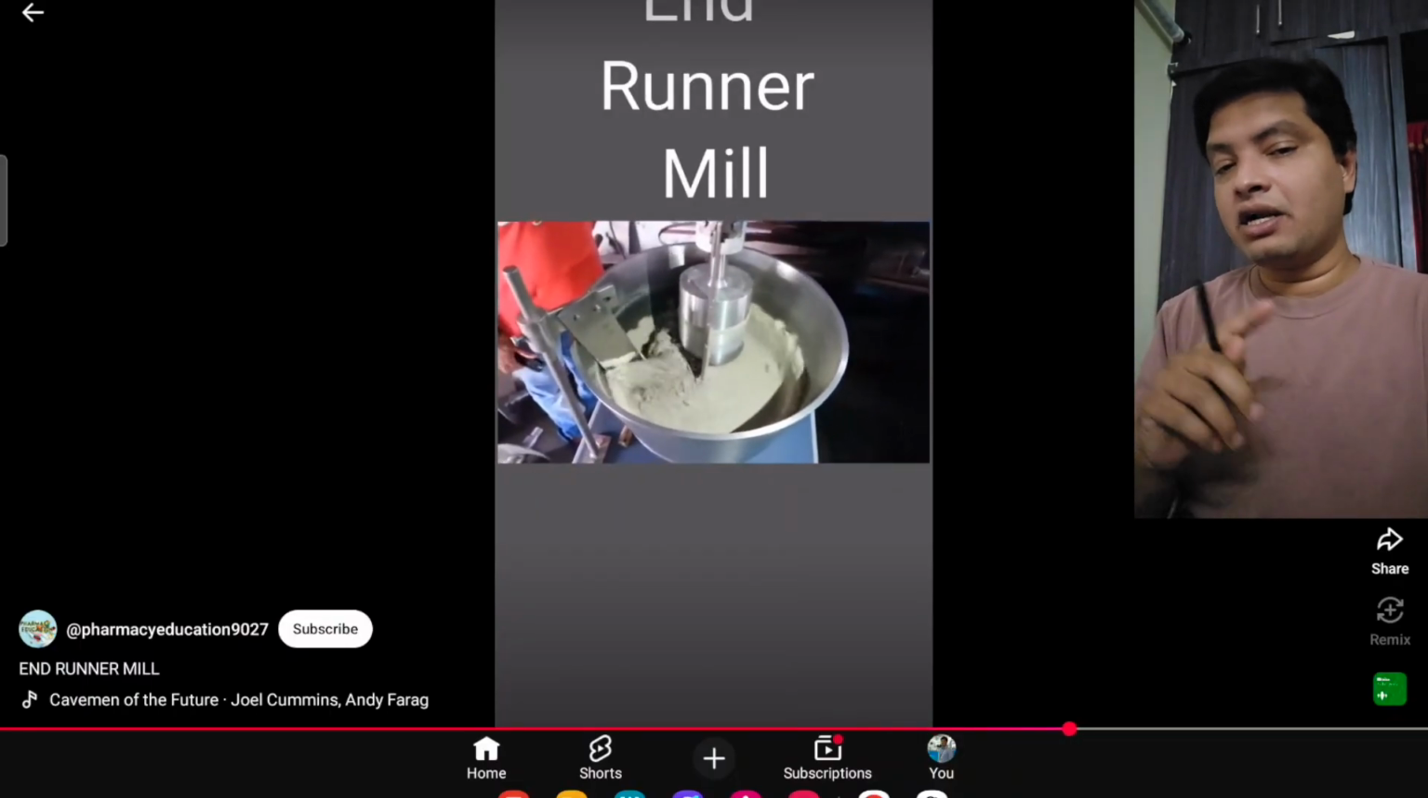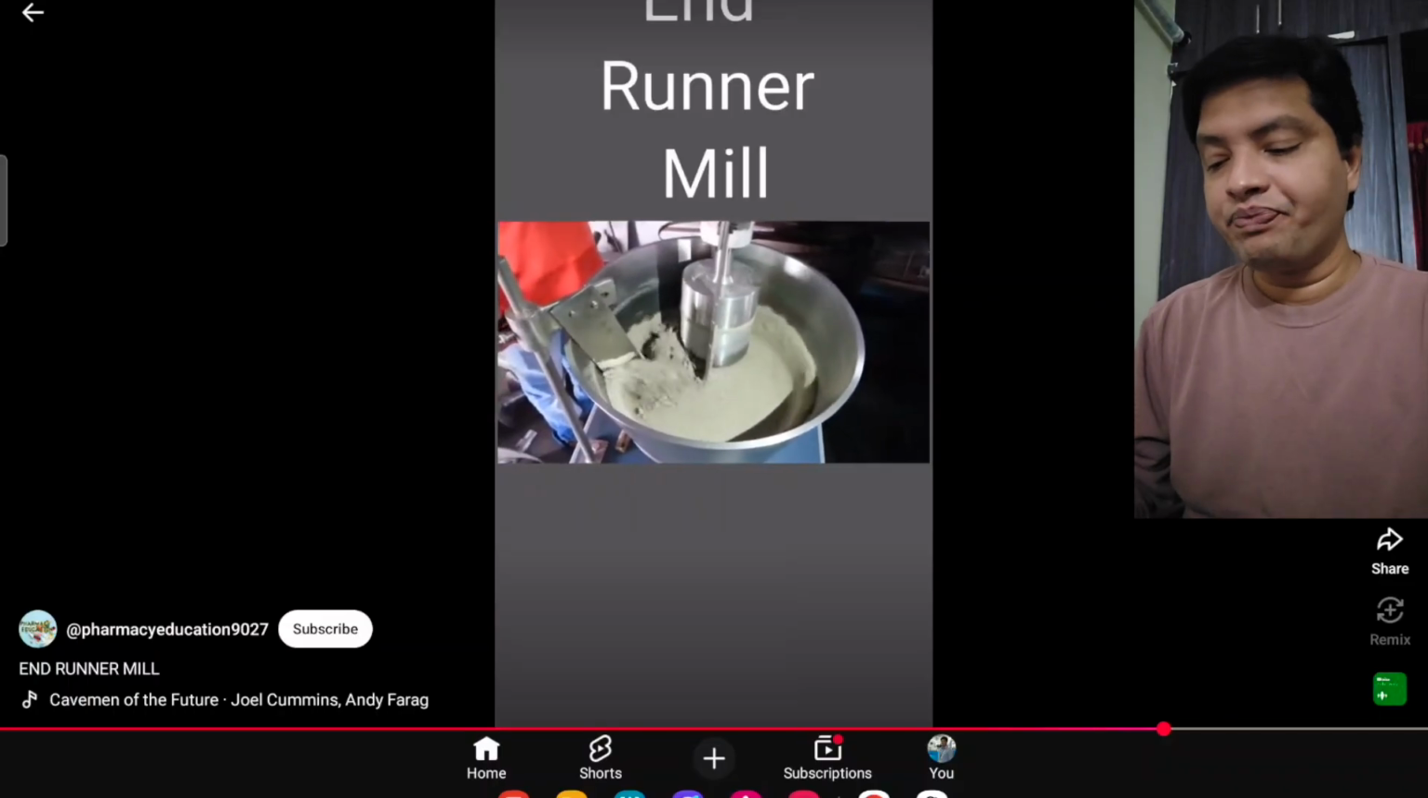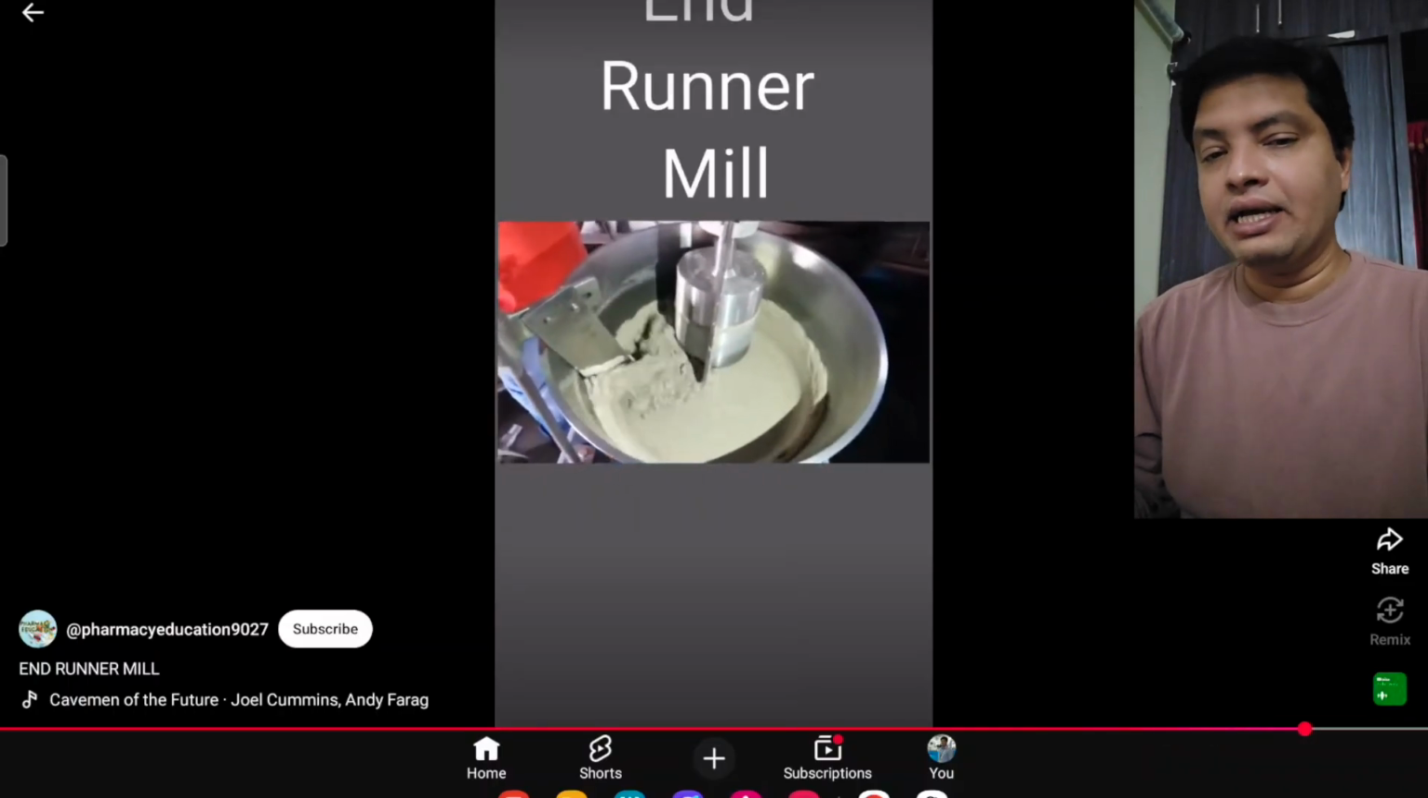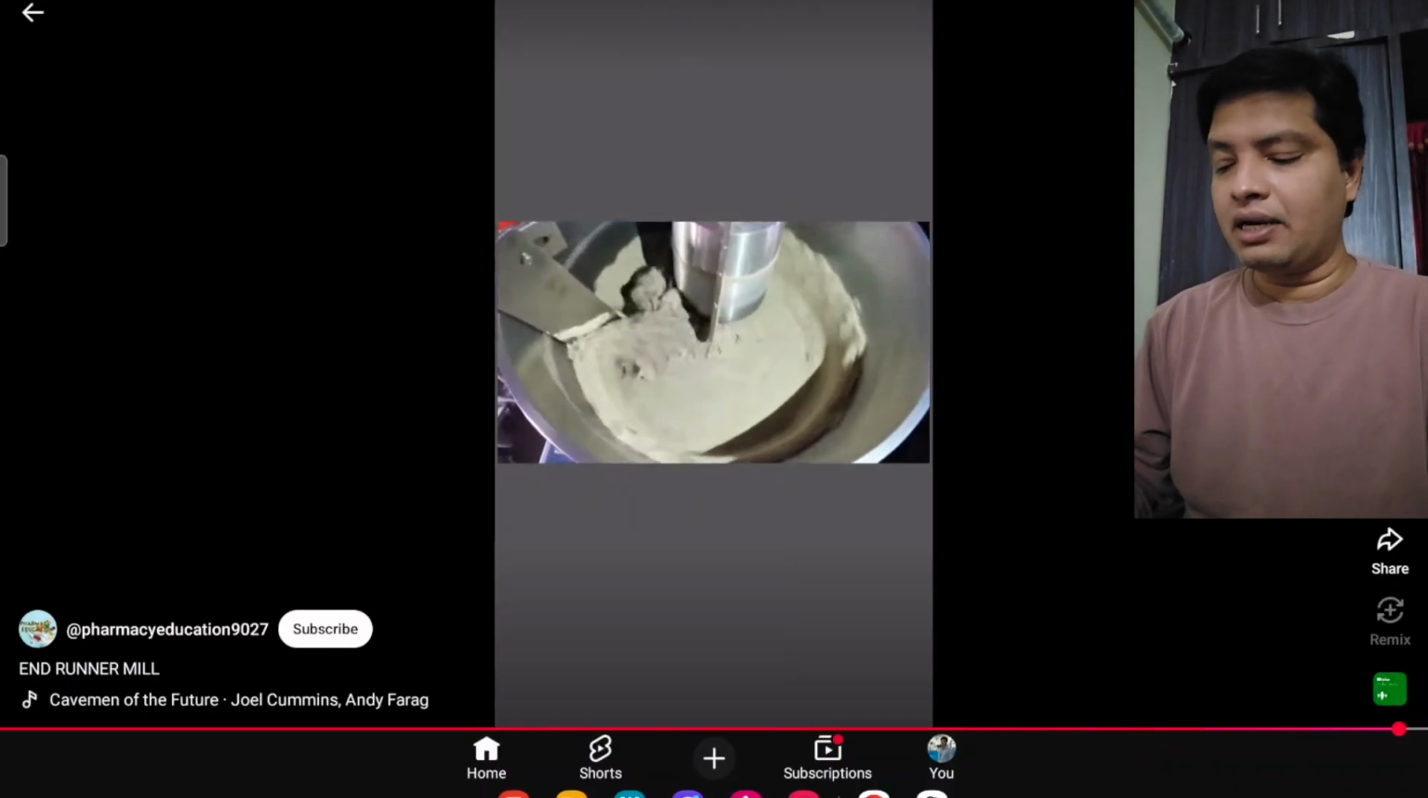At the end there will be a runner. Previously we saw edge runner, at both edges we have runners. So this runner is there at the end. Hence it is called end runner.